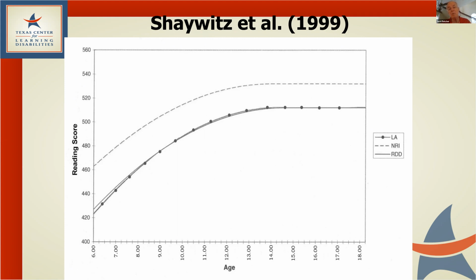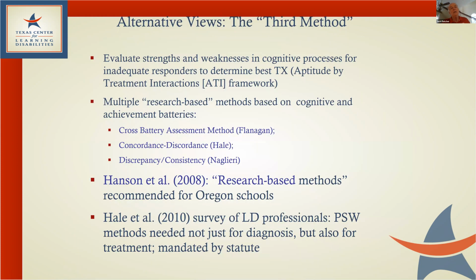The alternative view is called the third method, where you evaluate strengths and weaknesses in cognitive processes for inadequate responders to determine the best treatment. It's based on an aptitude by treatment interaction framework, ATI, where you identify learning weaknesses and tailor the intervention to the learning weakness, and that should be more effective.